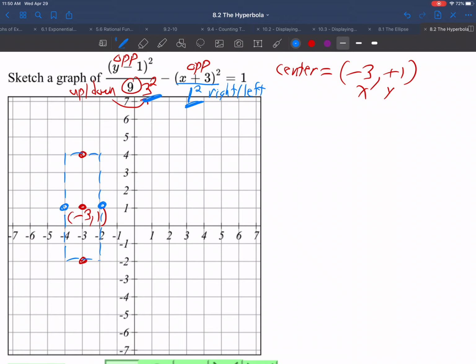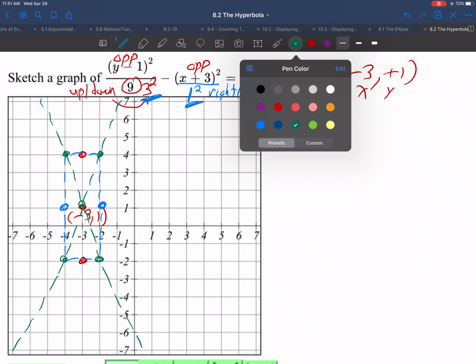Okay, and then we let the diagonals go through the corners, right? The asymptote lines go from the center through these 4 corners, and then they keep on going. Just like that. Beautiful. Okay, so now we have the diagonals. Now it's time to make the graph. How do we actually make this graph?